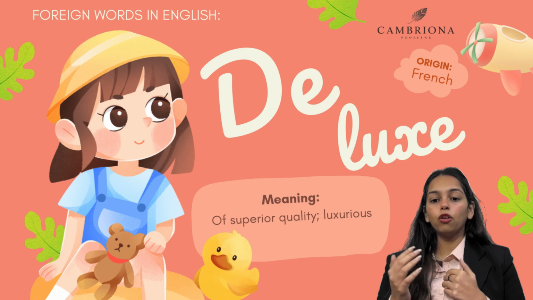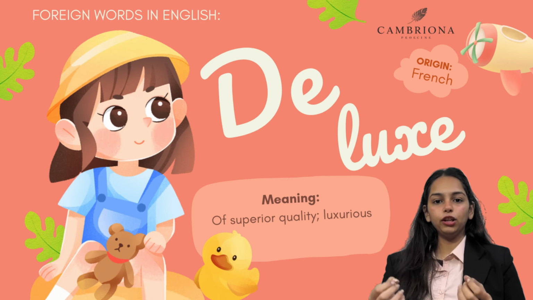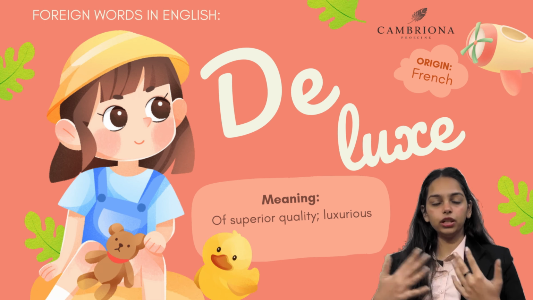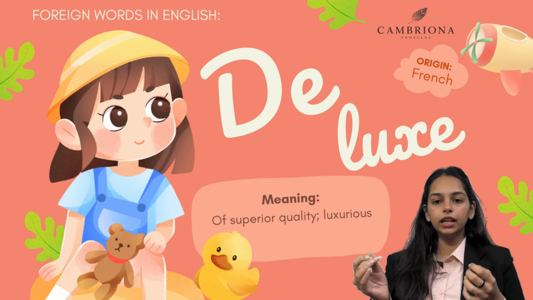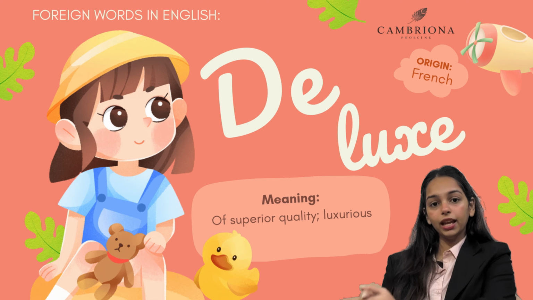Now we have de luxe. The meaning is of superior quality, luxurious. So this is the way of referring to something which is luxurious, which is of very high quality, और आपको देख के पता चलता है कि हाँ भाई अगर उसकी इतनी वर्थ है तो वो क्यों है.